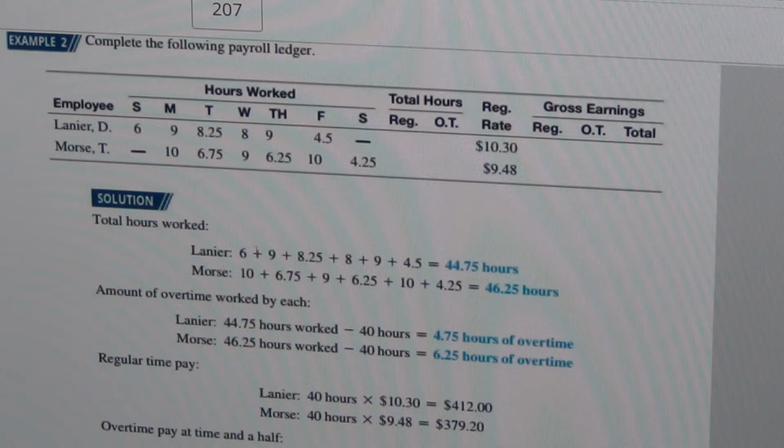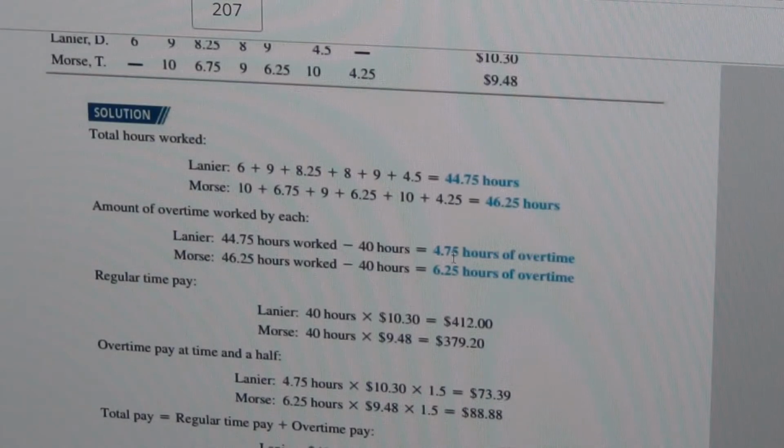So now we've got to take into consideration the overtime that we computed. So we have the 4.75 hours overtime. For Lanier, we're going to take the 4.75 hours and multiply by the overtime rate. The overtime rate is simply going to take the hourly rate and multiply it by 1.5. So we're going to extend this out by taking 4.75, the number of overtime hours, multiplied by the regular rate of $10.30, and then times that by 1.5. Your extension is going to be $73.39.